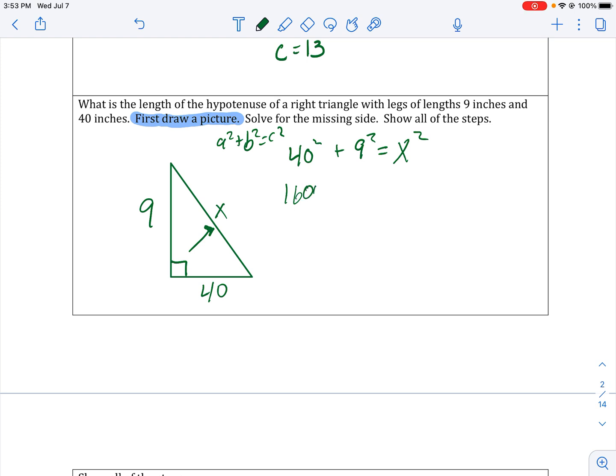So I have 1600 plus 81 equals x squared. Now I combine my like terms. So I get 1681 equals x squared. The inverse operation of squaring is to square root. What I do to the right, I do to the left, and I see that my hypotenuse will equal 41.